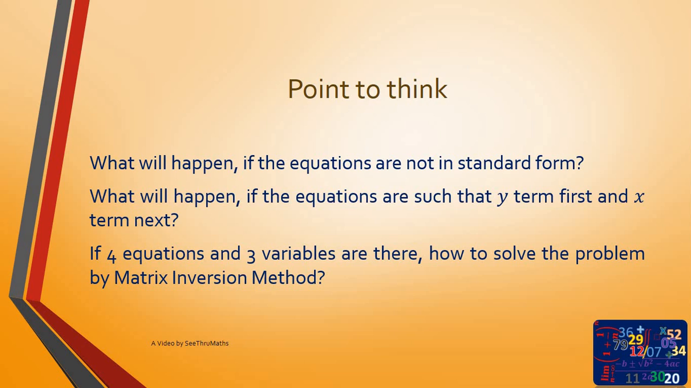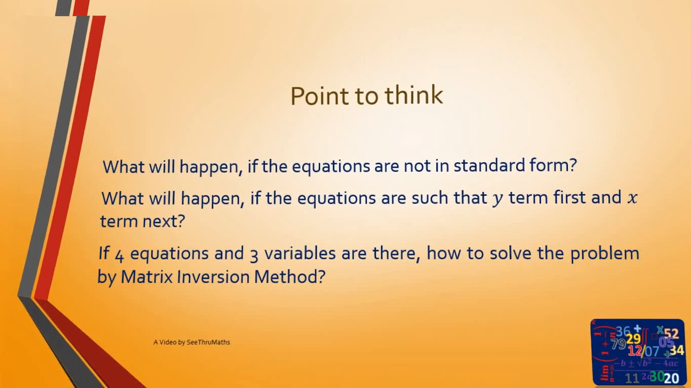4 equations and 3 variables are there. Solution is there or not? Definitely solution is there because the number of equations are more than the variables. So solution exists. In this case, how will you solve the problem? By using the same matrix inversion method. Find the answer. You can write in the comment box.